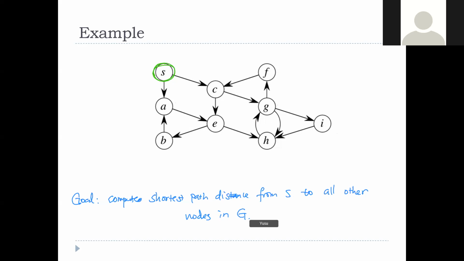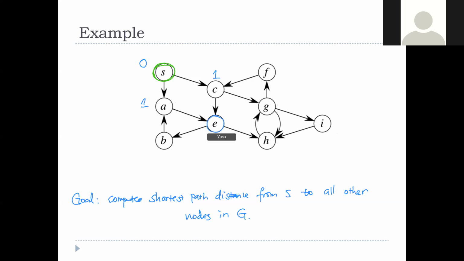Now we start from S. Note that the distance to S clearly is 0 because I already found it. So I'm going to mark the distance here. And A and C are connected to S by one edge, which means that I can reach them by just one edge. So their distance is 1, okay? And you cannot do any better, so that's the smallest possible.